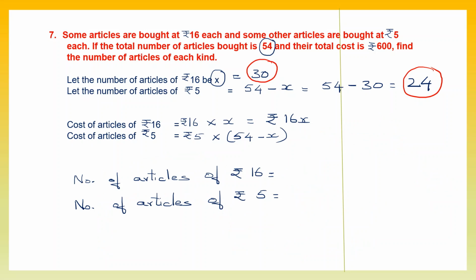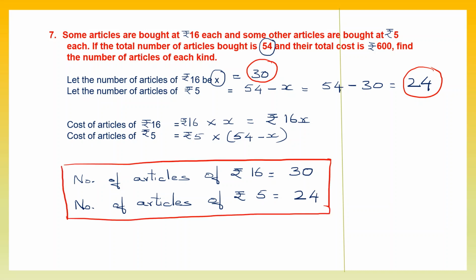So let's write down our final answer. The number of articles of 16 rupees we found out to be 30. We have 30 articles which are 16 rupees each, and the number of articles of 5 rupees we found that there are 24 articles of 5 rupees each. So this is our final answer, 30 and 24.